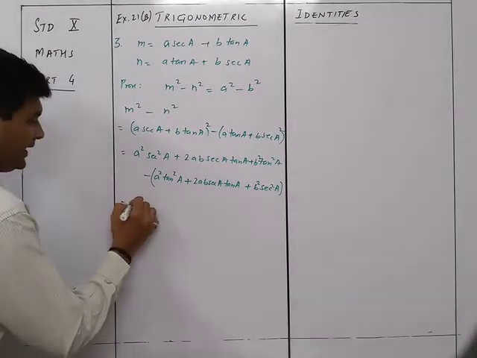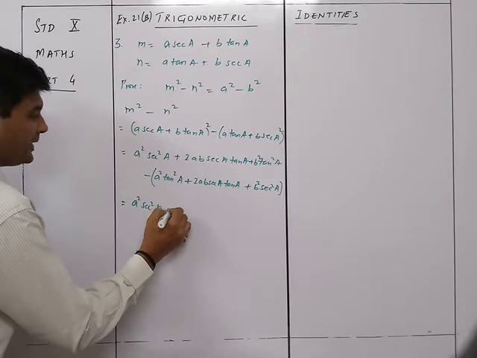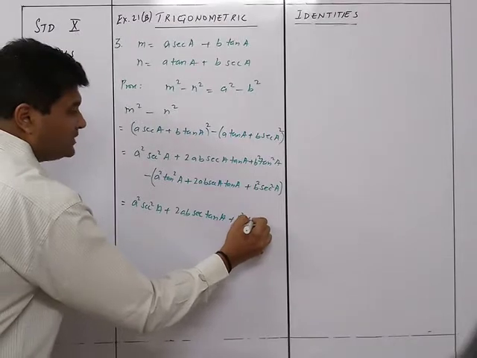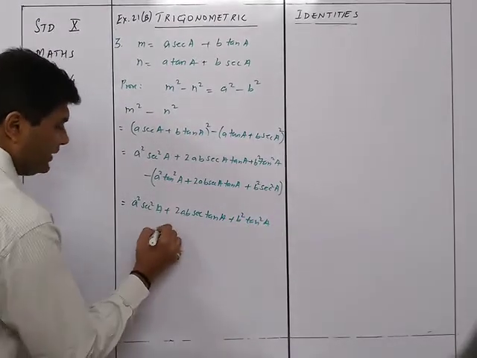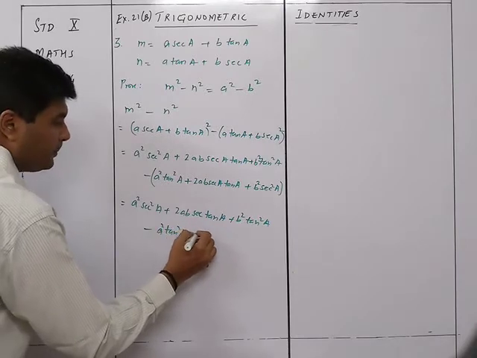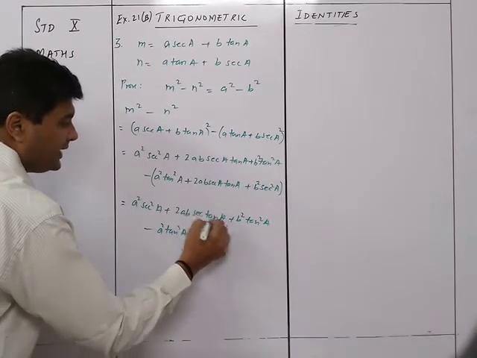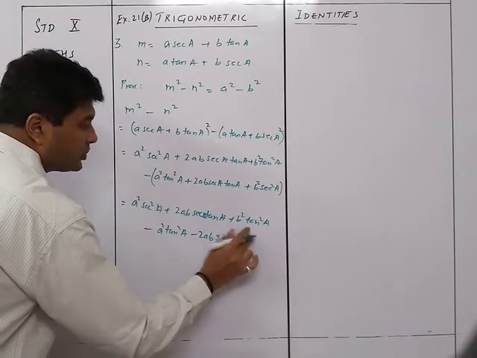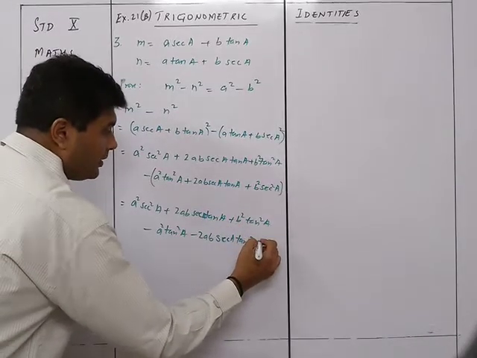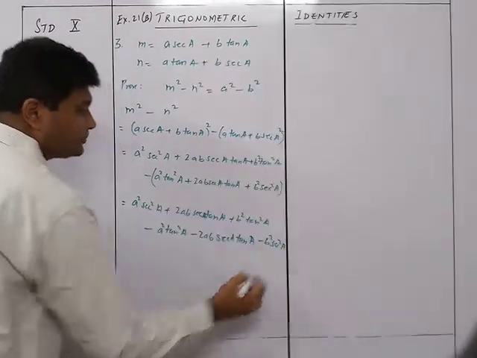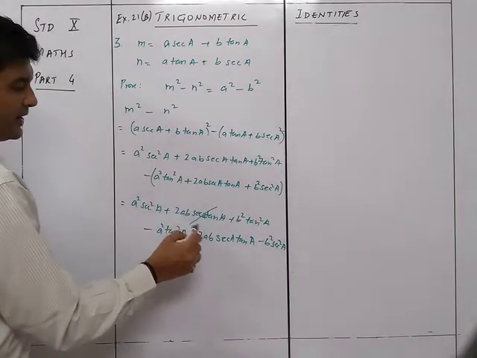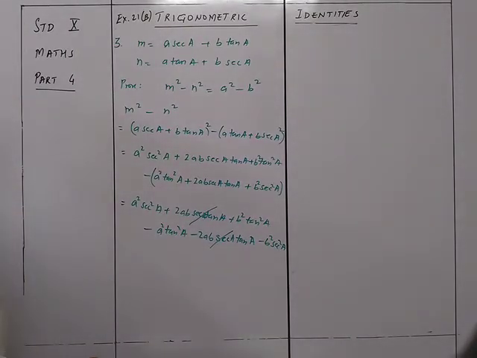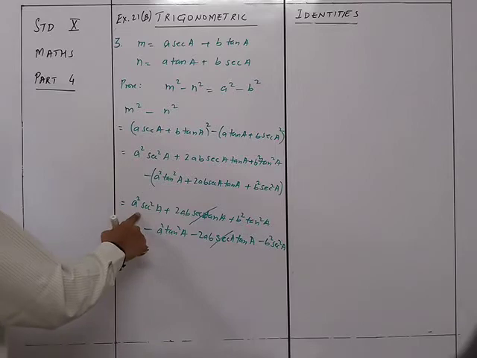Open the bracket, we get A square sec square A plus 2AB sec A tan A plus B square tan square A minus A square tan square A minus 2AB sec A tan A minus B square sec square A. So this 2AB sec A tan A and this minus 2AB sec A tan A get cancelled. What now remains is A square here and A square here.